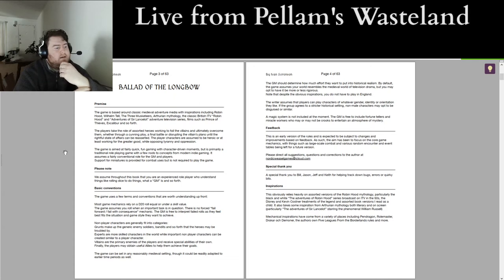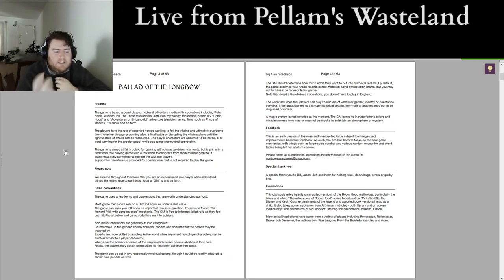The game is aimed at fairly quick, fun gaming with character-driven moments, but is primarily a traditional role-playing game with a few nods to concepts from modern indie gaming. It assumes a fairly conventional role for the GM and the players. Support for miniatures is provided for combat uses, but is not required to play the game. Anyway, this is a fun little game.